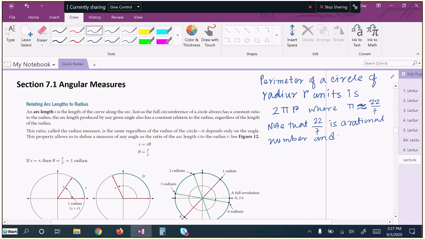And pi is irrational. These values are pretty close to each other. Doesn't mean that they are exactly equal to each other. So pi cannot be exactly equal to 22 over 7 because one is rational, the other is irrational. You can also think of pi as a number which lies between 3 and 4. This is a very special number for us in a trigonometry class.